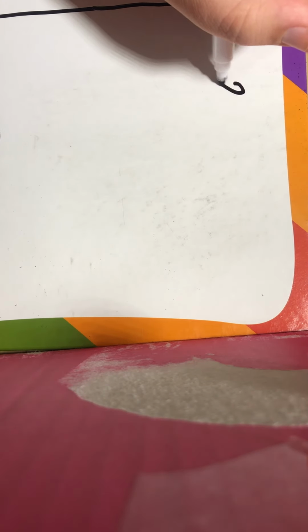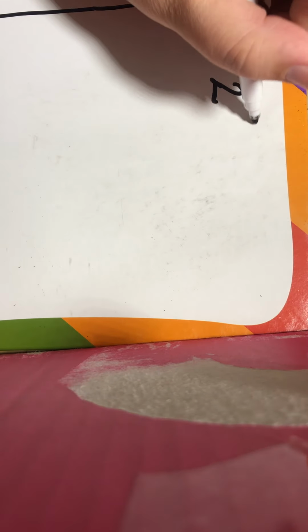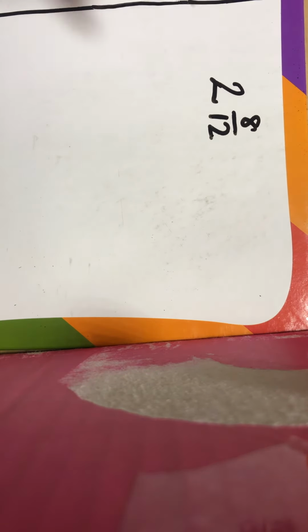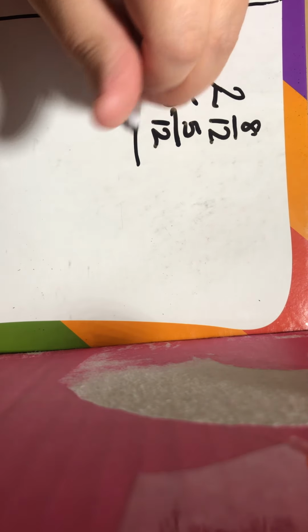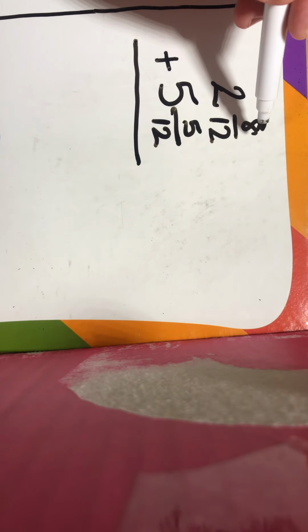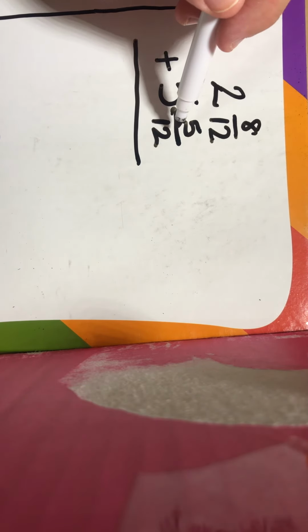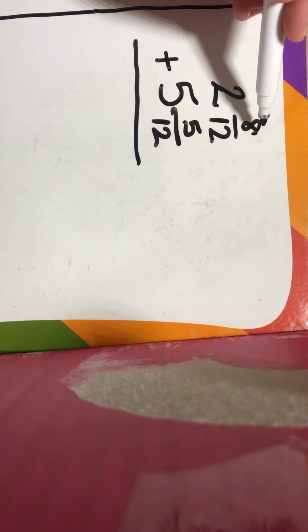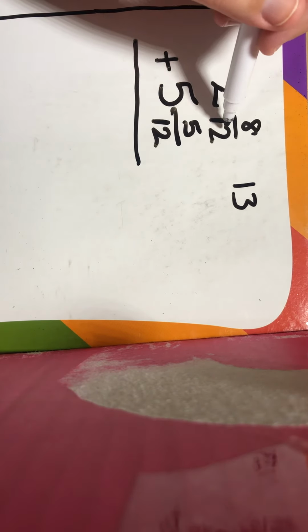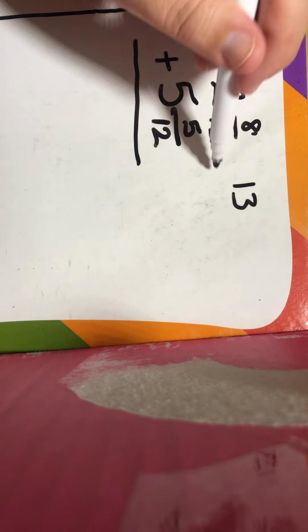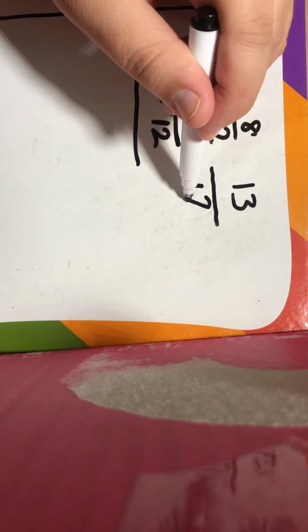Now let's try to do a couple addition problems. For our first problem, we will do 2 and 8/12 plus 5 and 5/12. And we're going to do the same process, except instead of subtracting our fractions, we're going to add them together. So we're going to add our numerators. So 8 plus 5 is 13. And since our denominators are the same, we don't add those together. It's going to stay over 12.